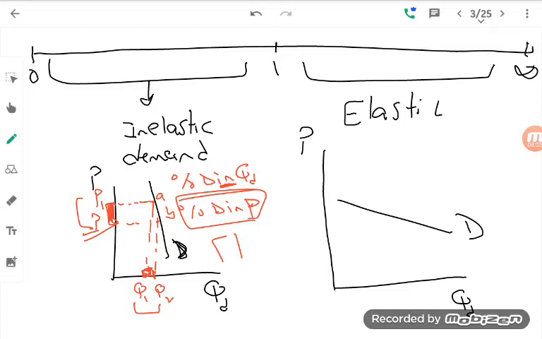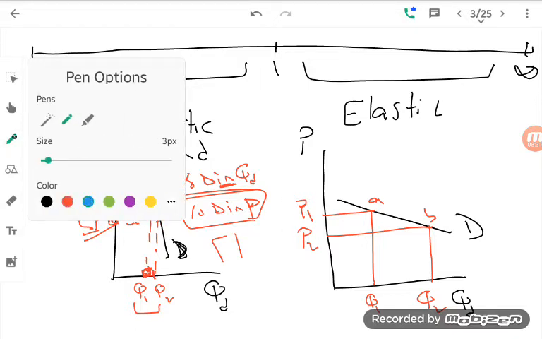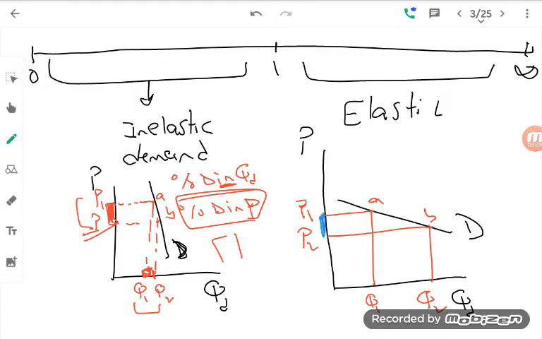In case of elastic demand, as price increases from P1 to P2, this is the change in price, and this is the change in quantity. Do you think which is greater? Change in quantity or change in price? Of course, it's change in quantity. So you would like to divide a large number by a small number, so the value will be greater than 1.